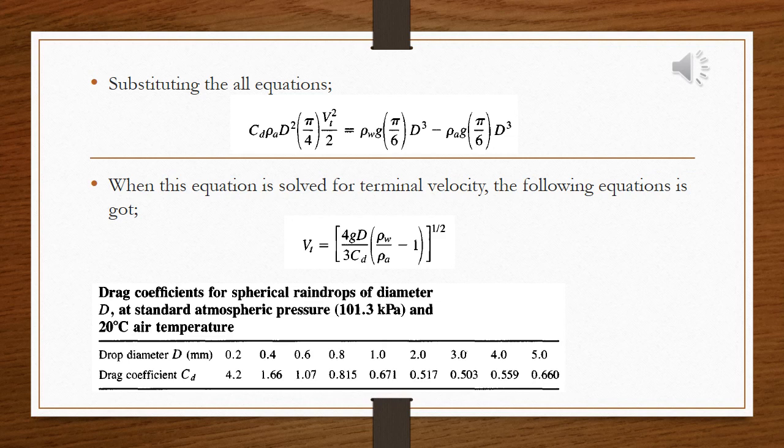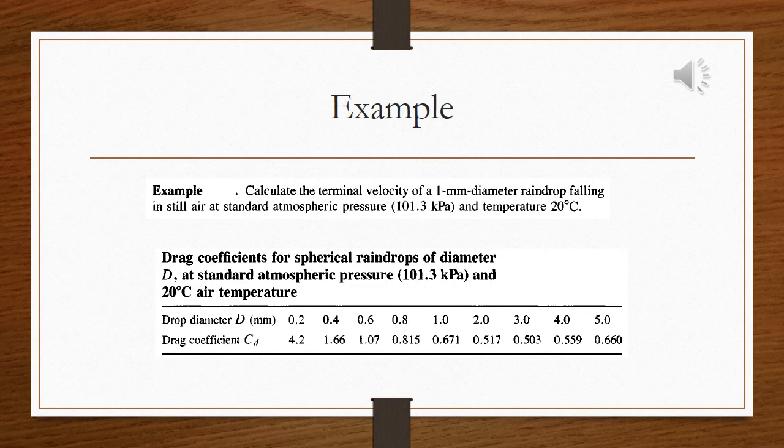And here is the table which gives the approximate drag coefficient by diameter of drop. So at 0.2 millimeter of drop diameter, the drag coefficient is 4.2, at 0.4 it is 1.66, and at 0.6 it is 1.07. And it goes on in this table, all the drag coefficients at atmospheric pressure and 20 centigrade degree of air temperature. Here is an example of the terminal velocity of a 1 millimeter diameter raindrop falling in still air at standard atmospheric pressure, which is 101.3 kilopascal, and temperature 20 centigrade degree.